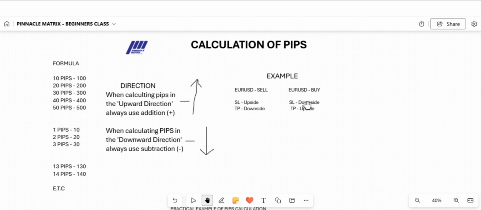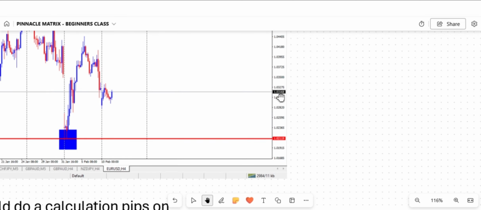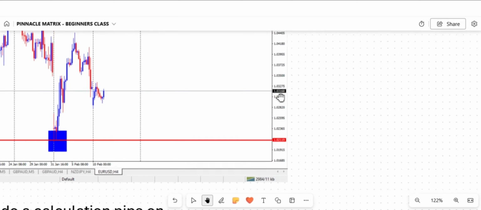Now, I took a screenshot of our present market as at the time I was recording this video. So I'm going to zoom in. This is Euro USD. Now, take a look at the price here. The price is 1.03168. So we are going to be using this price to calculate our pips for Euro USD.